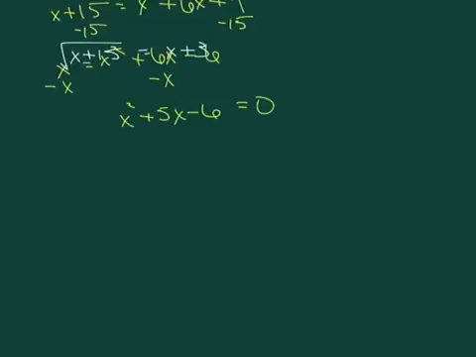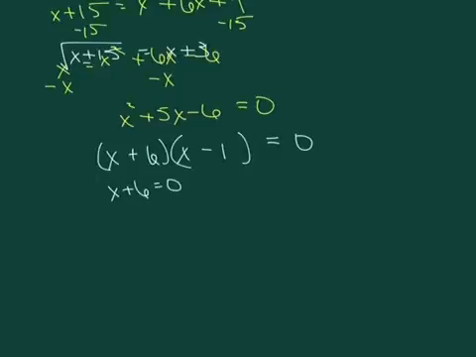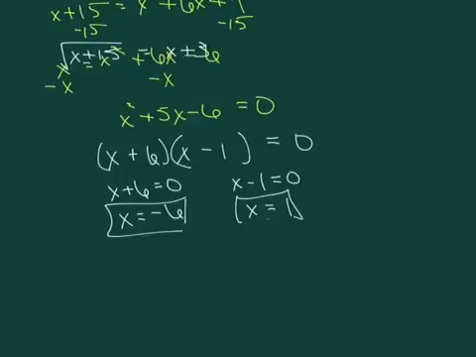Two numbers multiplied, and they give me negative 6 added together, give me a positive 5. Okay, let's see. Plus 6, negative 1. Okay, so x plus 6 equals 0. So x equals negative 6, x equals 1. Okay, so we get two answers here. So we have to try both of these answers and plug them into our original. Let me put the original up here.